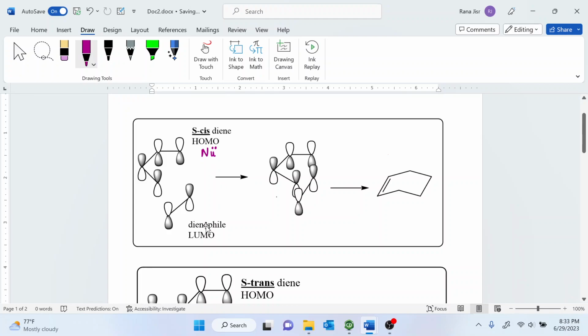The dienophile on the other end is going to be our electrophile. So for it to be our electrophile, it needs to be lacking electrons. So we're going to pick the lowest unoccupied molecular orbital. These are the frontier molecular orbitals, and this is how you draw them. And therefore, both the lowest unoccupied molecular orbital and the highest occupied molecular orbital for the diene.